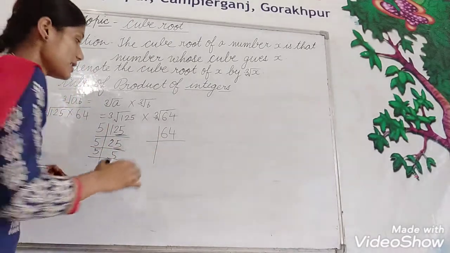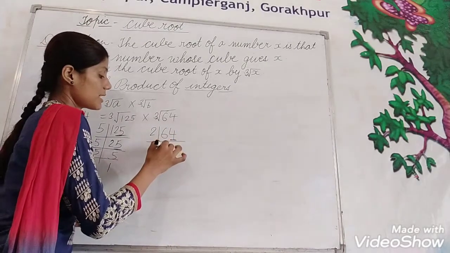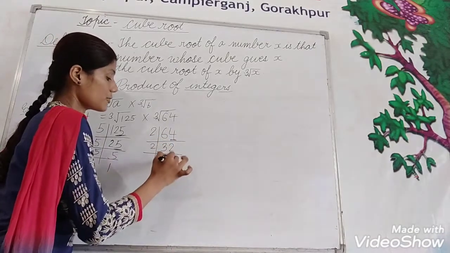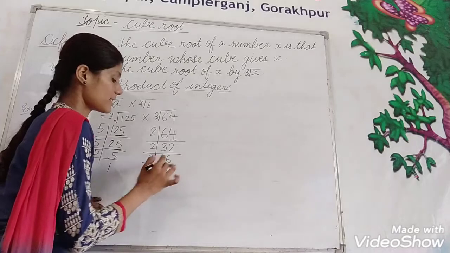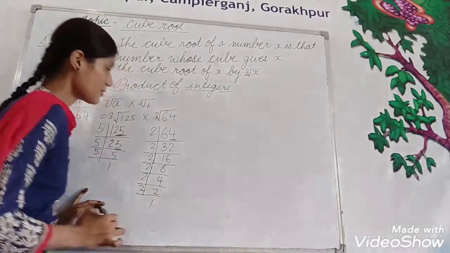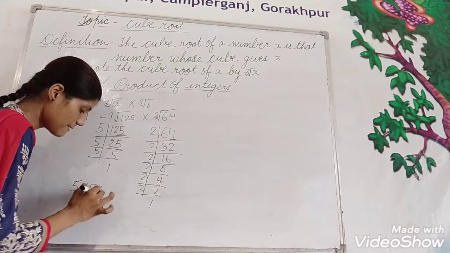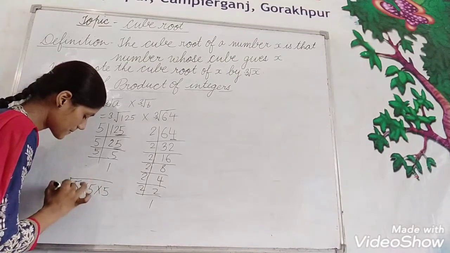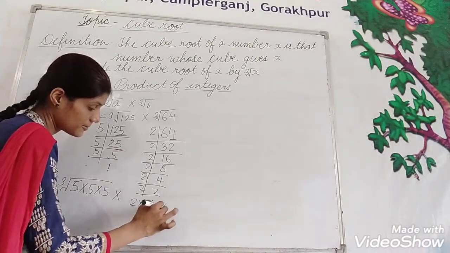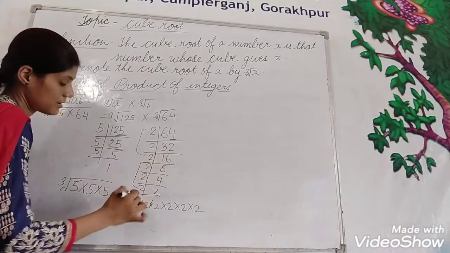And your next number is 64, and this is an even number. 2 3s are 6, 2 2s are 4, 2 1s are 2, 2 6s are 12, 2 8s are 16, 2 4s are 8 and 2 2s are 4. So how do we write? Like this: 5 multiplied by 5 multiplied by 5. And here 2 multiplied by 2 multiplied by 2, 2 multiplied by 2 multiplied by 2. How many 2s are there? 6.